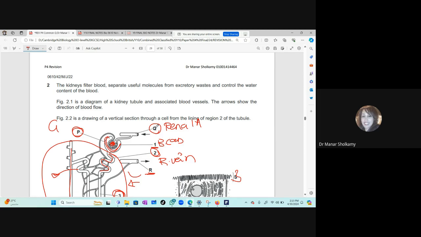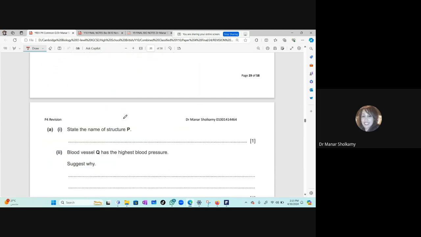To maintain a high pressure so the substances can be forced out of the glomerulus. Yes, you're both correct. This is a branch of the renal artery, or an arteriole. It will give me the glomerulus. And we have to have high pressure in the glomerulus for the reasons you said, for the ultrafiltration.